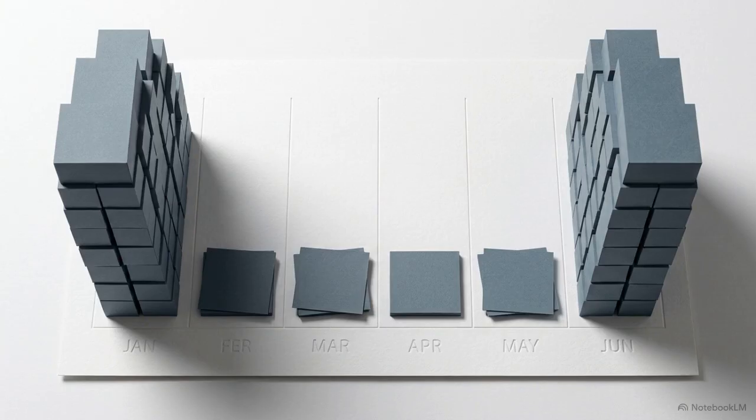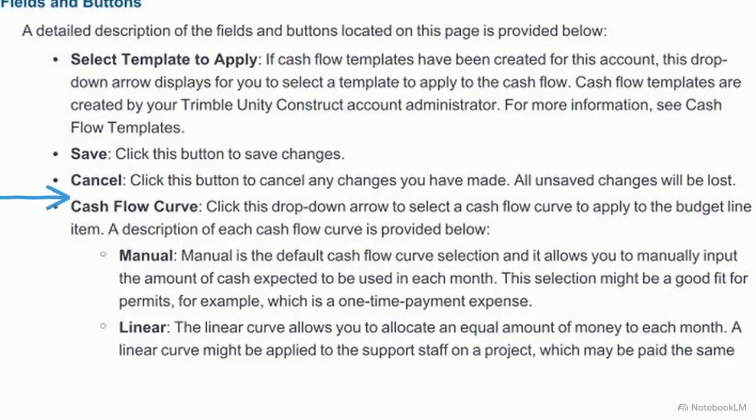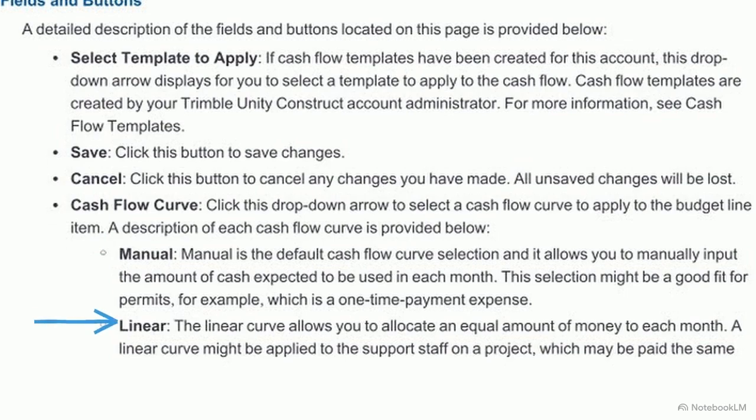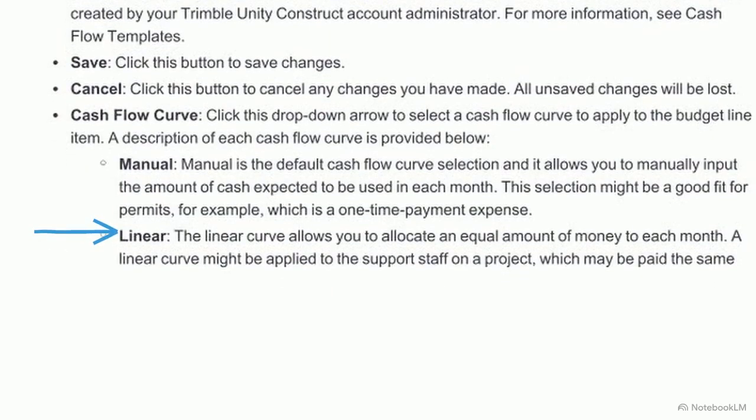Establishing a time frame sets boundaries, but capital is rarely spent in perfectly even increments. To address this, the cash flow curve dropdown lets you apply specific mathematical distribution algorithms to individual budget line items. The manual approach allows you to input exact monthly amounts. This is ideal for discrete, one-time expenses, like permits, which lack a natural distribution curve. The linear curve forces an equal allocation of money into each month. It is perfectly suited for steady-state expenses, like support staff payroll.